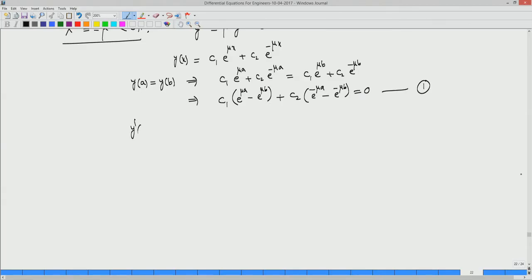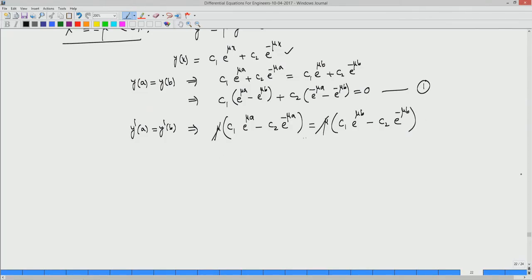If you apply the other periodic boundary condition, differentiate and put x equal to a, what you get is mu into C1 e power mu a minus C2 into e power minus mu a, which is the same as mu times C1 e power mu b minus C2 e power minus mu b.